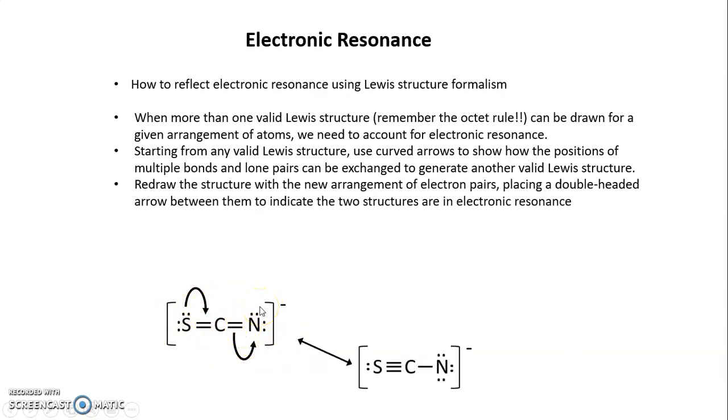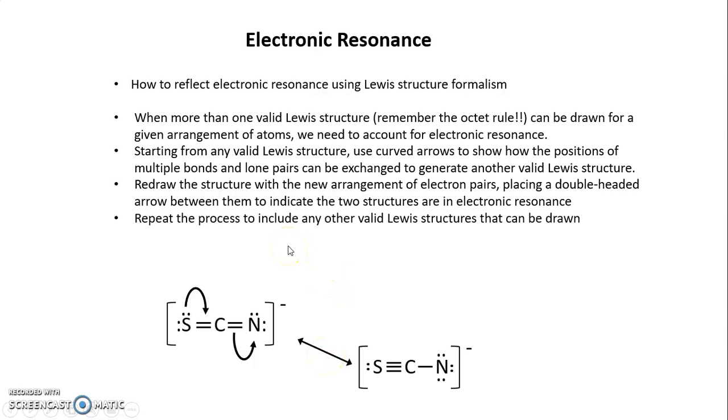We're going to redraw them, okay, so that now we see we have a triple bond between the carbon and the sulfur and a single bond between the carbon and the nitrogen. The octet rule is still satisfied for all the atoms, and we haven't changed the number of valence electrons, so that's still a valid Lewis structure. Okay, we put the double-headed arrow in between to show those two things are in resonance.